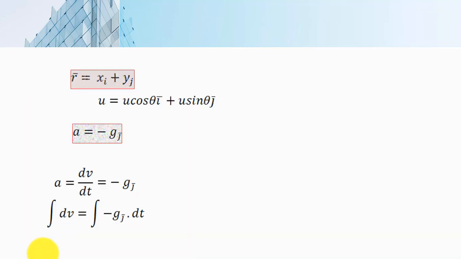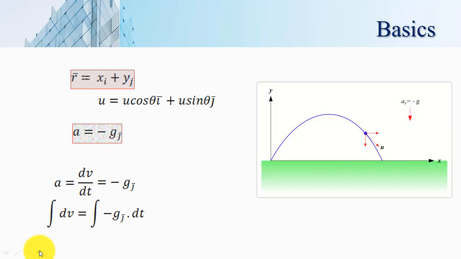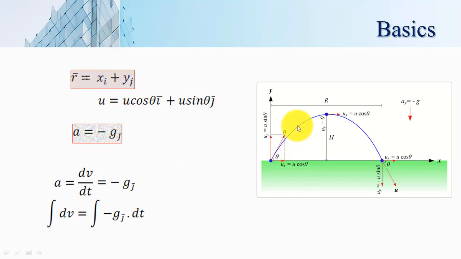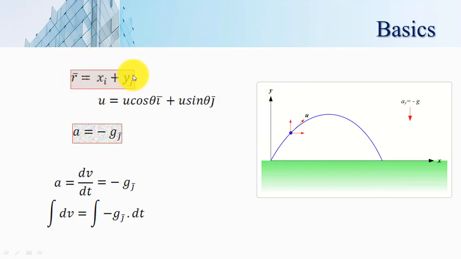So let us see some basic terms related to this projectile motion. First of all, the position of the particle along that parabolic path we define in vector form as x i plus y j bar. Let us say this is the parabolic path covered by some particle. So at any point on this path, its position will be referred to with the help of the position vector as x i bar plus y j bar.